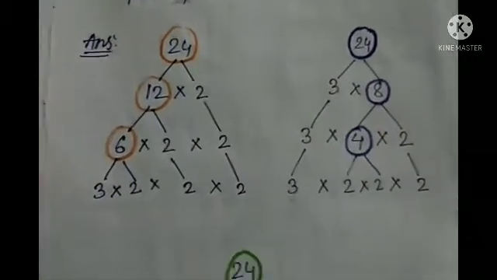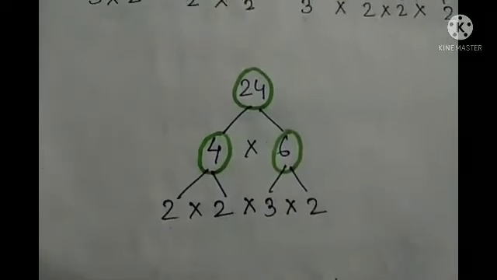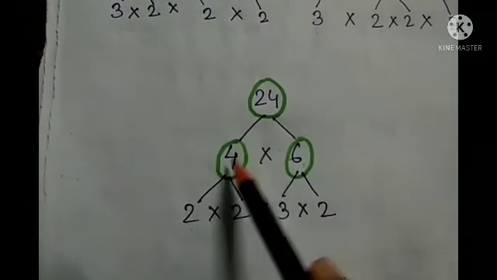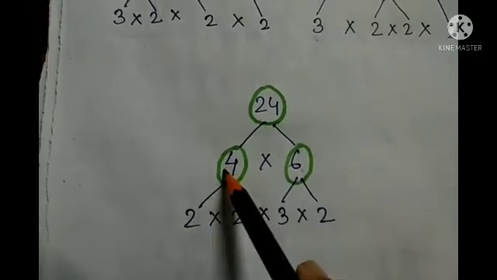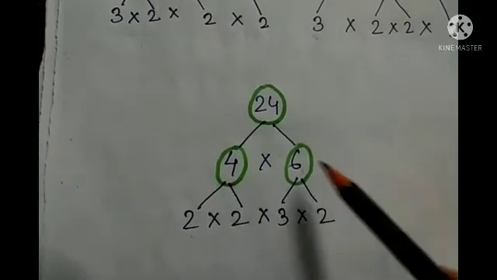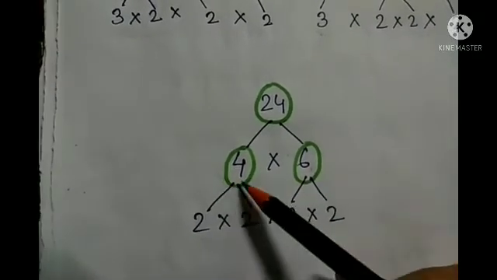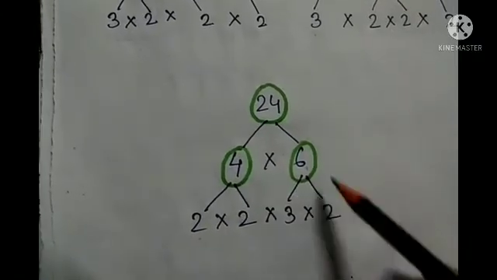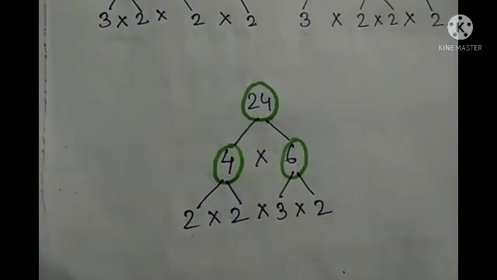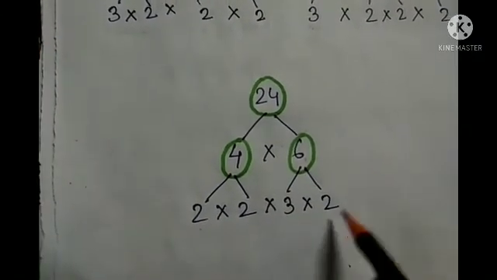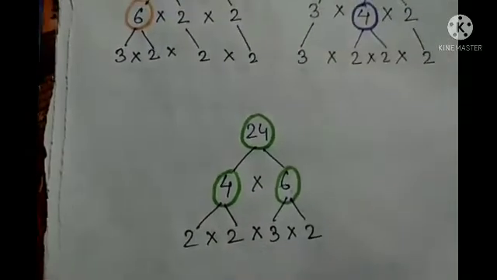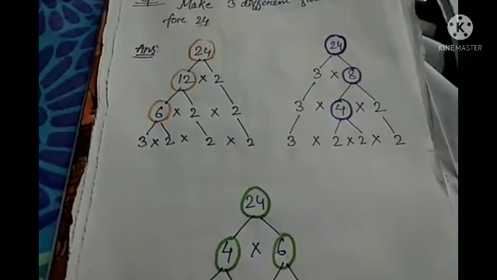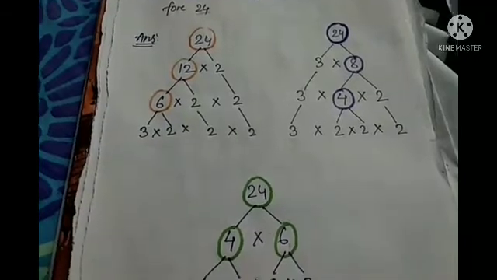Now let's see one more way. This one is 24, so 4 times 6 is 24. Now these 2 numbers can be broken up, right? 4 we can break, or 6 we can break. So they both have 2 branches. You see 2 and 2 make 4, and 3 and 2 make 6. Now if we multiply all these numbers, we will get 24. So these are the 3 different factor trees of 24.